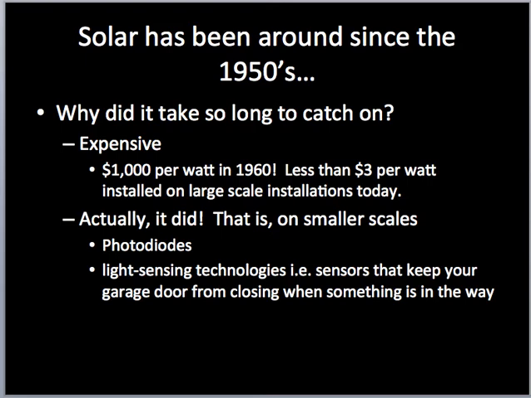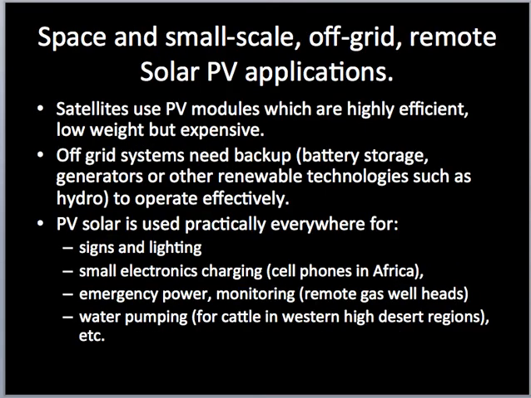The price today is down in the mid $2 range or so, all in. That is with permits, inspections, and all the stuff you have to do to put in those large-scale PV arrays. Again, that's quite a drop from the 1960s. And actually, solar did catch on, that is at smaller scales, through photodiodes and light sensing technologies. The next slide speaks about space and small scale, the off-grid remote solar PV applications.